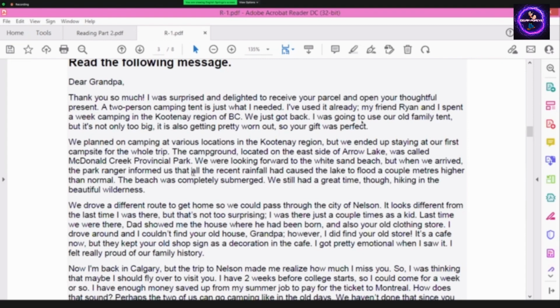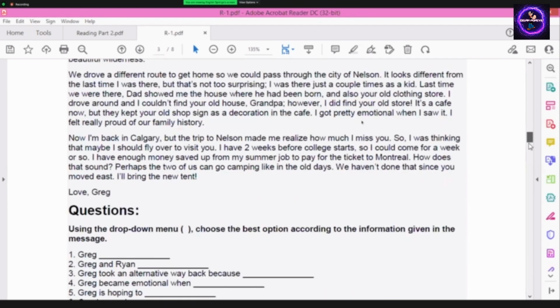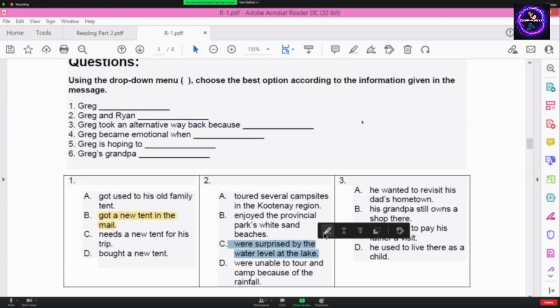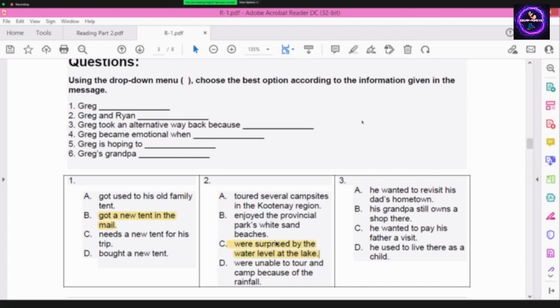So McDonald Provincial Park, the east side of Arrow Lake. The lake was flooded due to the recent heavy rainfall. However, they were able to go hiking in the beautiful wilderness. So it is not D. It is B, where they were surprised by the water level at the lake. They didn't expect it. Okay, right. They couldn't enjoy the provincial sand beach.